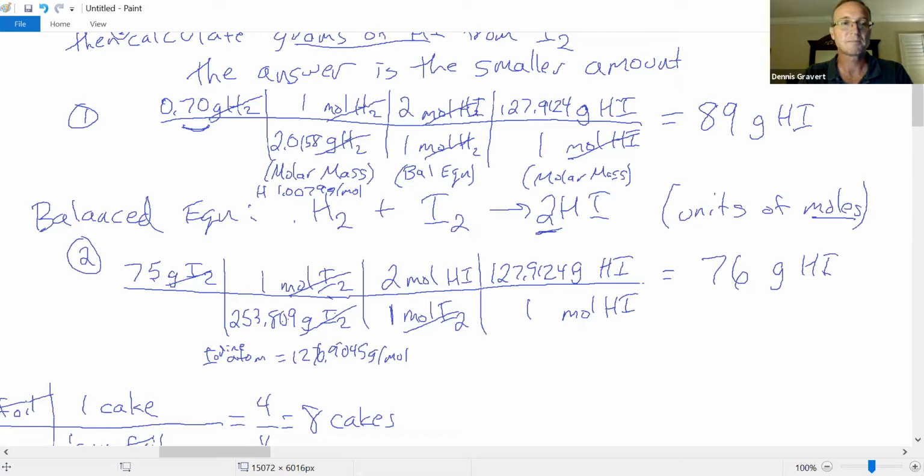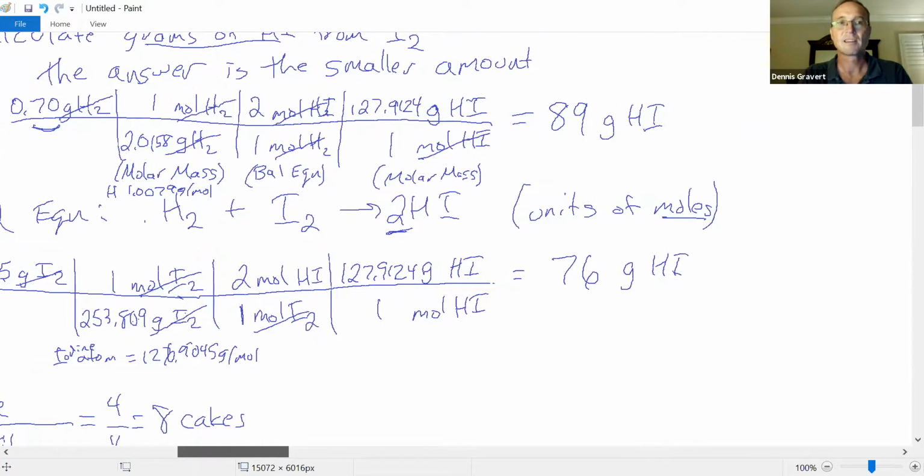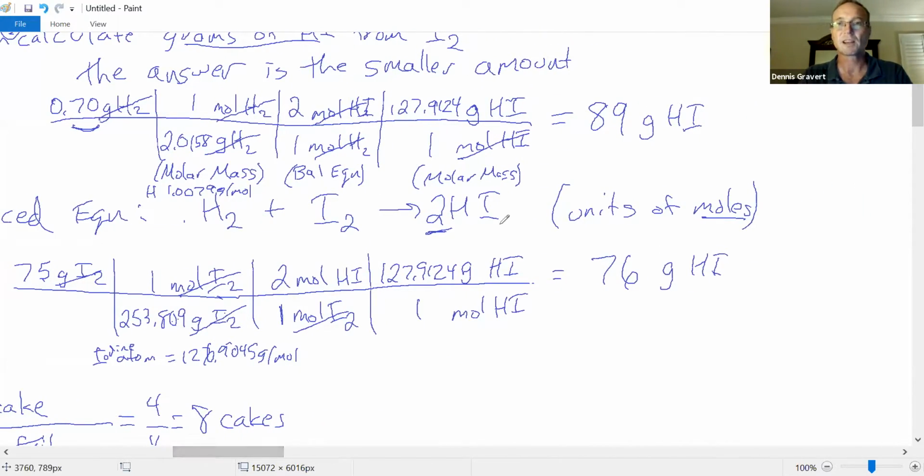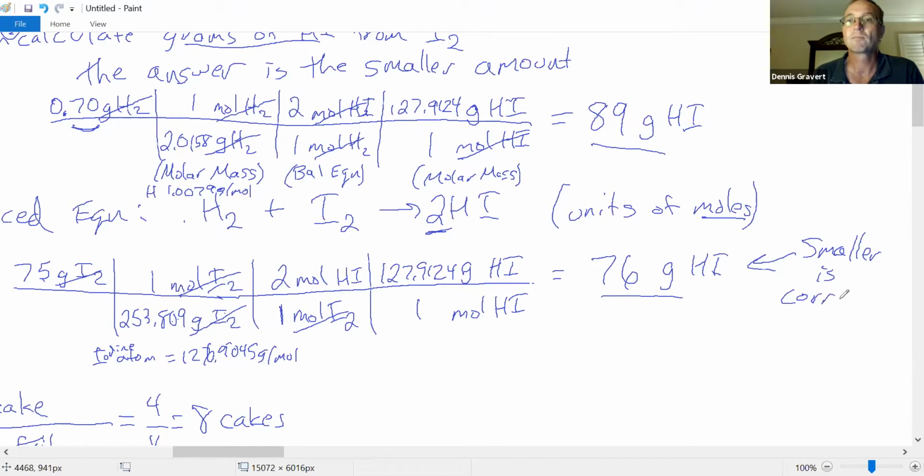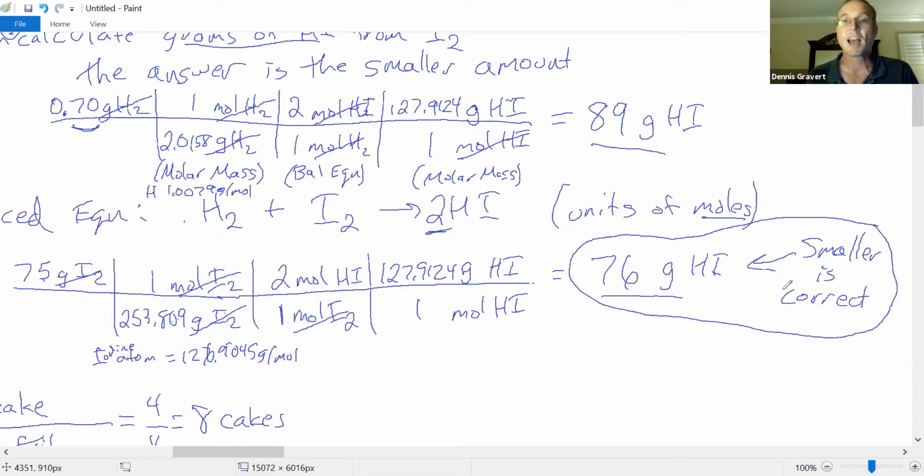Okay. So there we go, got everything on the screen still. If you start with 0.70 grams of H2 and it runs out first, you can make 89 grams of HI. If you start with 75 grams of I2 and it runs out first, you can make 76 grams of HI, and you pick the smaller quantity. So that's the answer. The question was, how many grams, right?